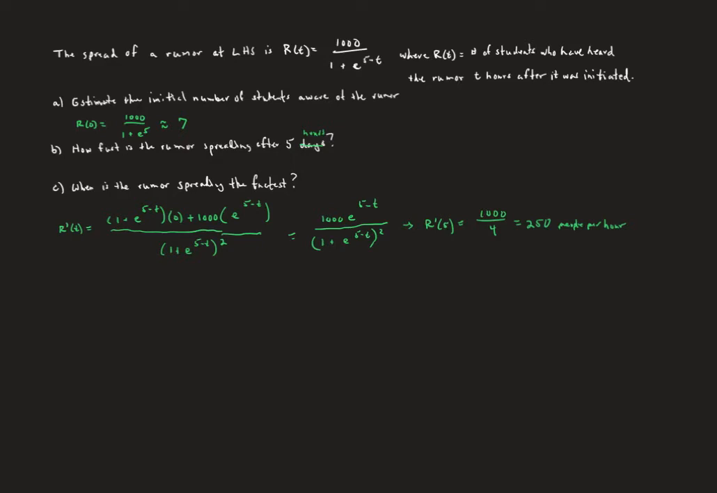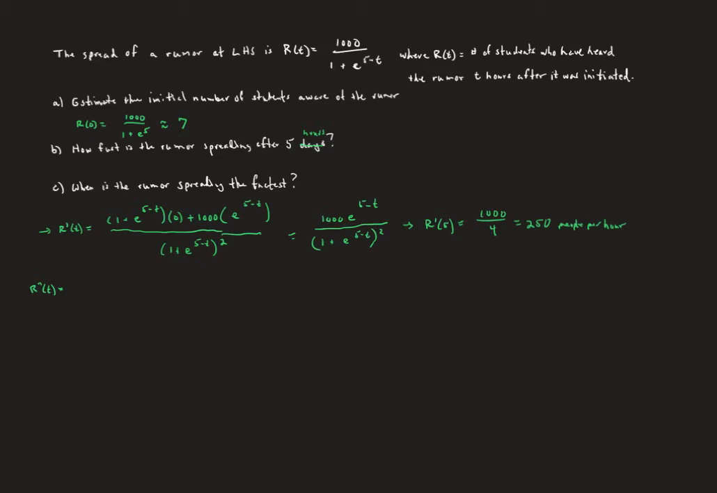Okay, now it gets really tough. When is the rumor spreading the fastest? So what we want to know is, here is the spread of the rumor. So it's really a rate of change of the rate of change question. So what we need is to know what is R double prime of t, and then we're going to try to see when is that at its greatest. So where is that second derivative equal to 0? Oh boy. Here we go.